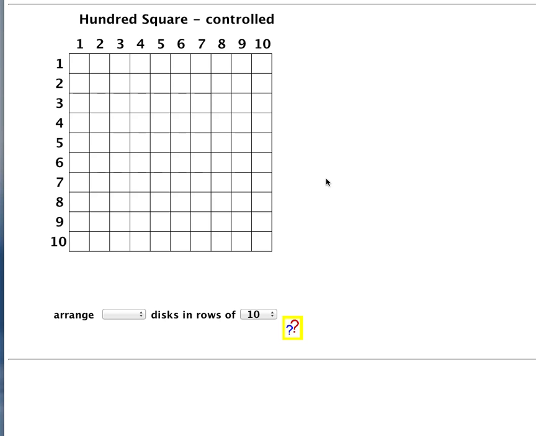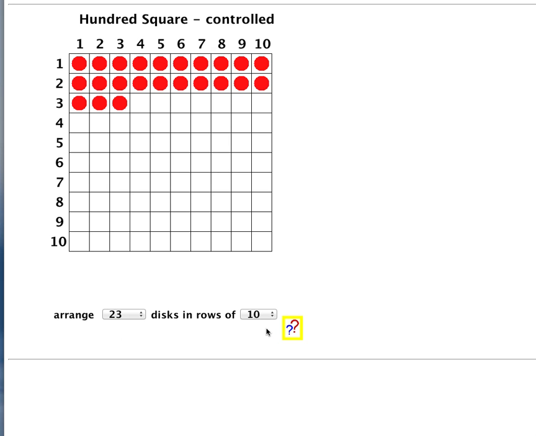In this movie, I'm going to show you the 100 square controlled applet. The idea is that I can enter a number here, say 23, and this number of red discs are displayed.